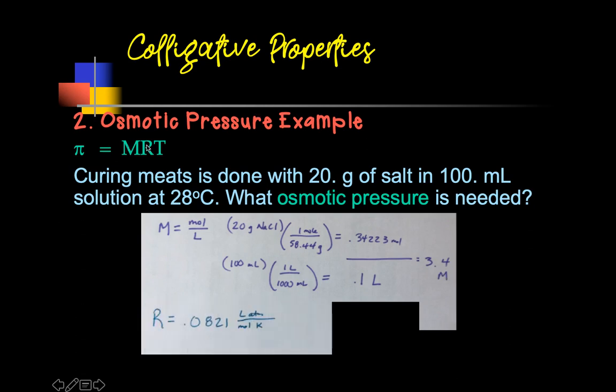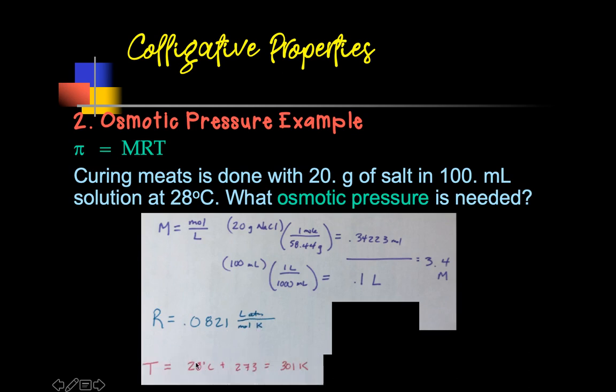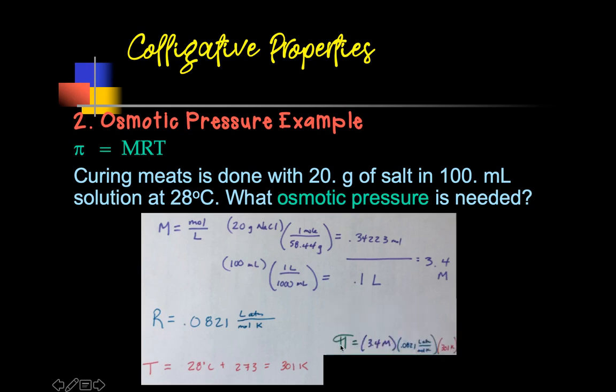R is a constant, right? 0.0821 liter atmosphere over mole Kelvin. And then T, I take my 28 degrees Celsius plus 273. That's the conversion to get to Kelvin. So now I've got my M times my R times T. So pi equals osmotic pressure equals molarity times R times my temperature.